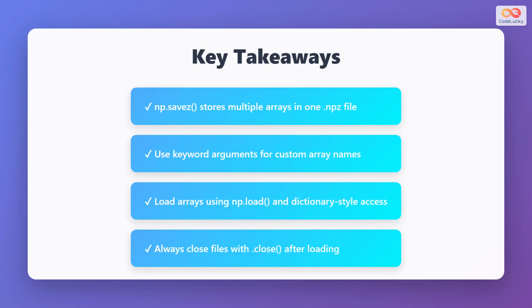Let's review the key points. First, np.savez stores multiple arrays in one .npz file. Second, use keyword arguments to give your arrays custom names for better organization. Third, load arrays using np.load and access them with dictionary-style syntax. And finally, always remember to close the file with .close after loading to ensure proper resource management. With these techniques, you can efficiently manage multiple arrays in your NumPy projects.